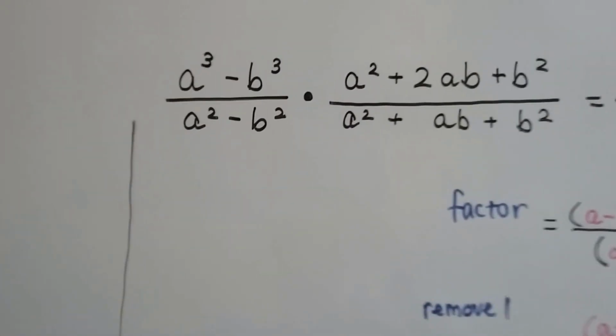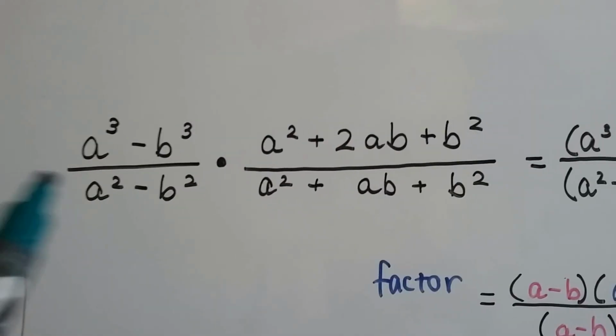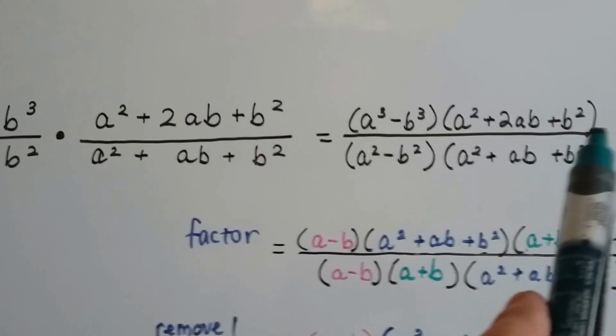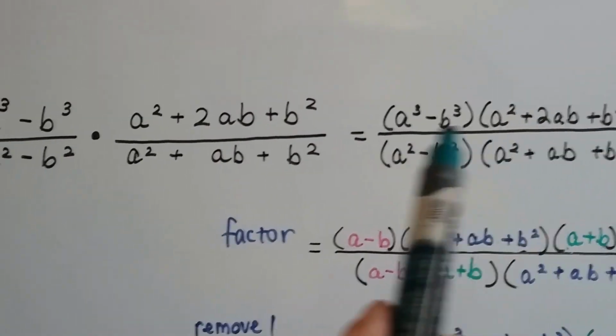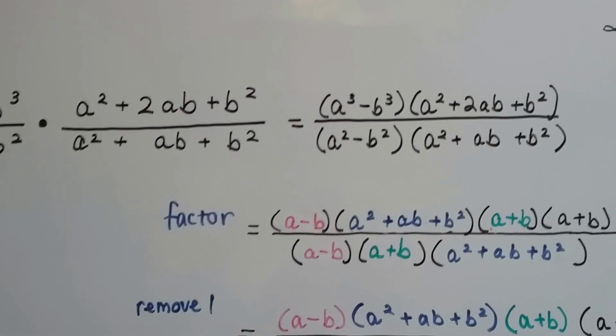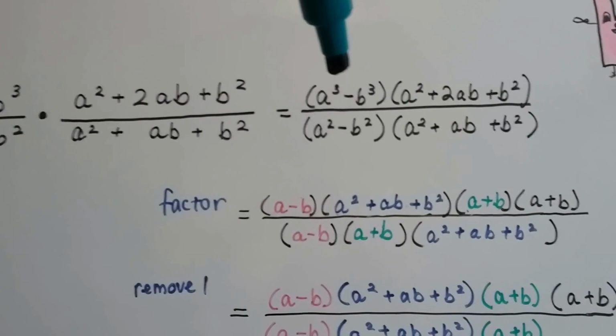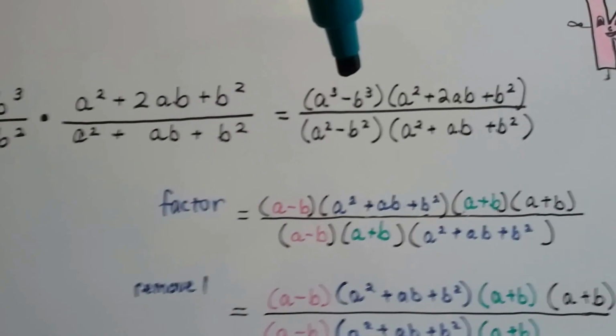Let's try a bigger one. Take a look at this one. That's a lot of A's and B's, isn't it? So we can rewrite this with one big fraction bar right here, see? And we can factor this numerator over here, and we can factor this part too, all right?